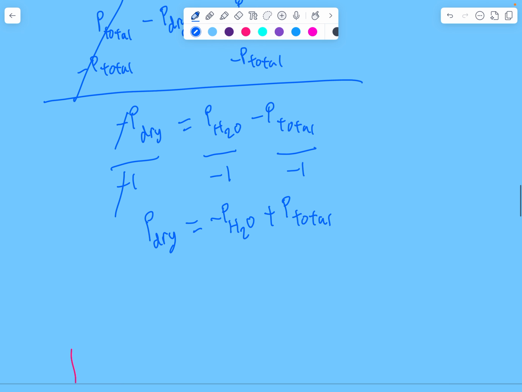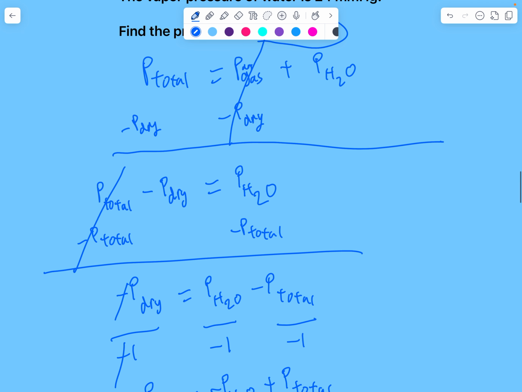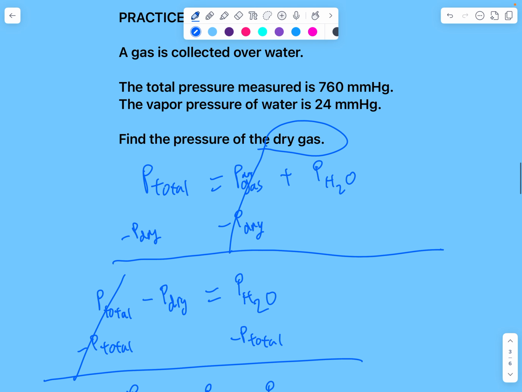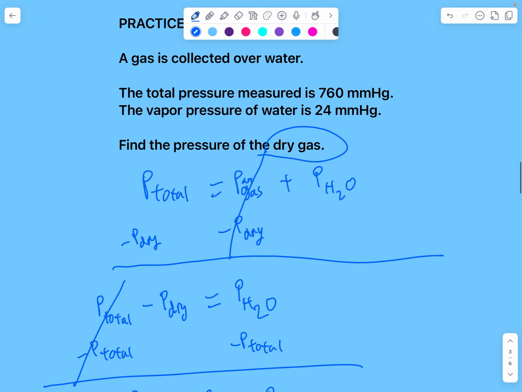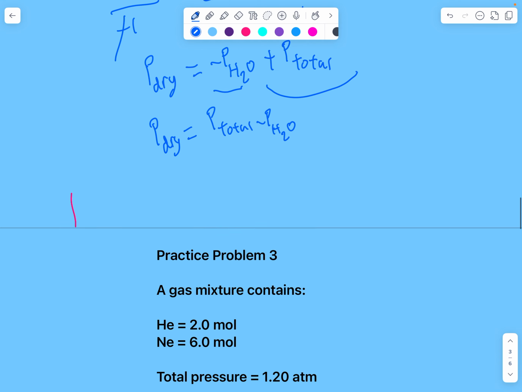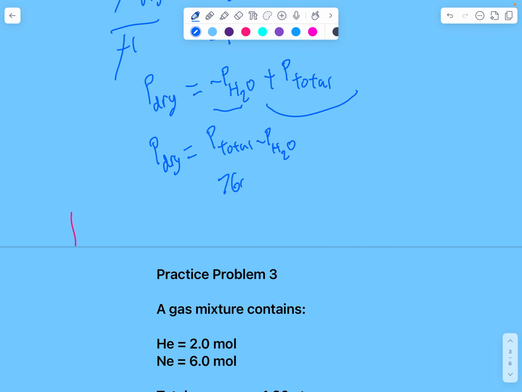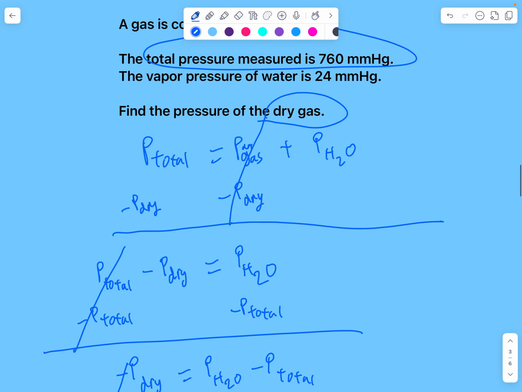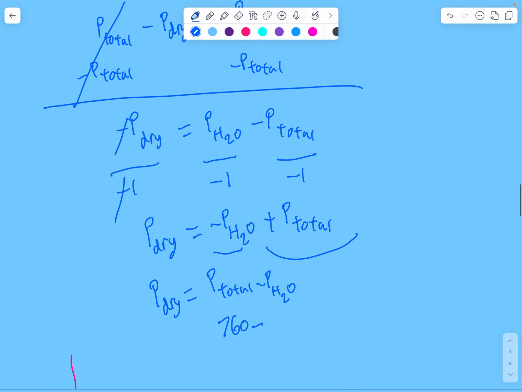This just looks a little weird. It looks too much like algebra, and we're in chemistry. So I'm going to rewrite that as P dry equals P total, it's positive, right, minus PH2O. So this is the formula we got to use. So now I can apply what I know. I know the total pressure measured is 760 millimeters of mercury. That's the total. They told me that, and they will always tell you those things. So 760 minus, let's see, vapor pressure of water is 24.